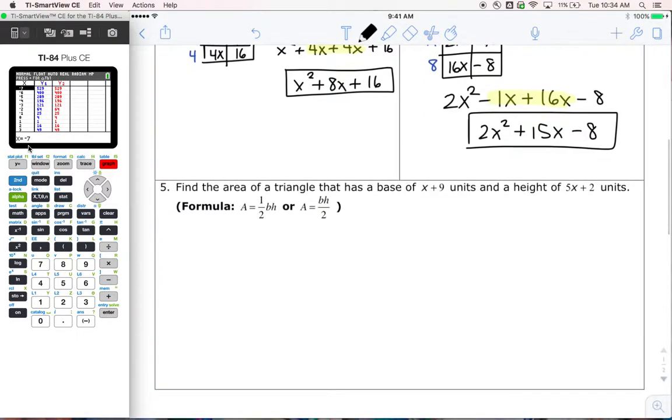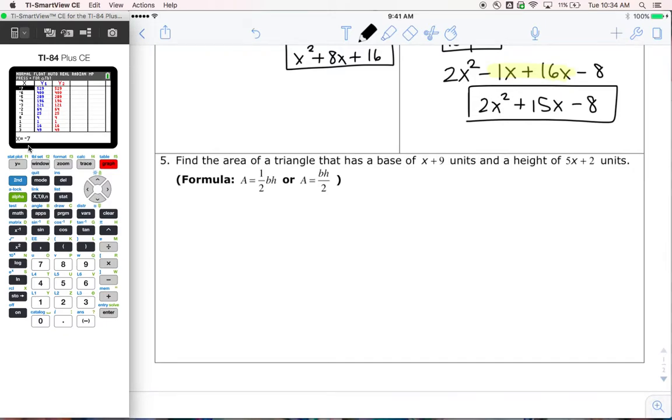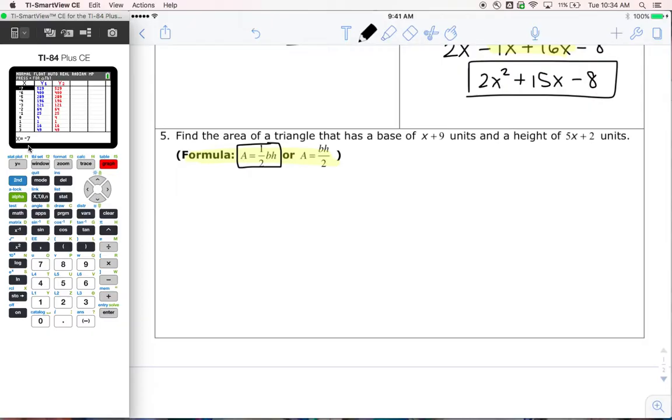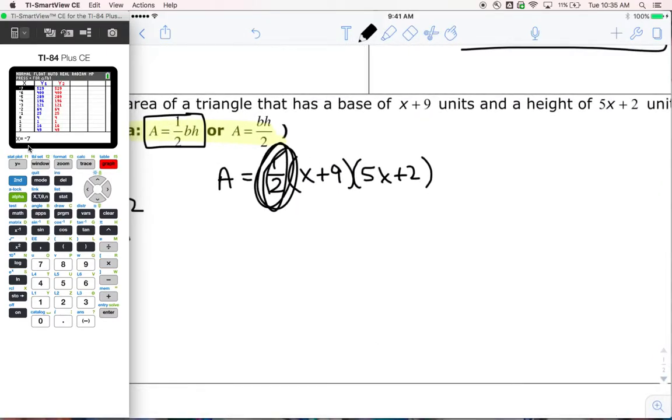Okay, problem number 5, find the area of a triangle. All right, y'all, a triangle, we do have the formulas here. We've got 1/2 base times height, or base times height divided by 2. I'm going to go ahead and use this one for today. They're the same thing. All right, so if I draw up my picture, I've got a base of x plus 9, and I've got a height of 5x plus 2. So we're going to line this up. We're going to say, okay, area is equal to 1/2 base, which was x plus 9, times height, which was 5x plus 2. Now, we're going to save this 1/2 to deal with at the end.